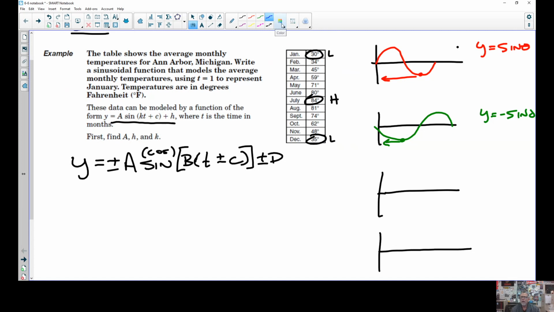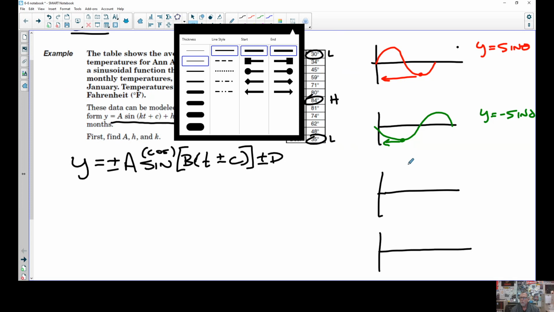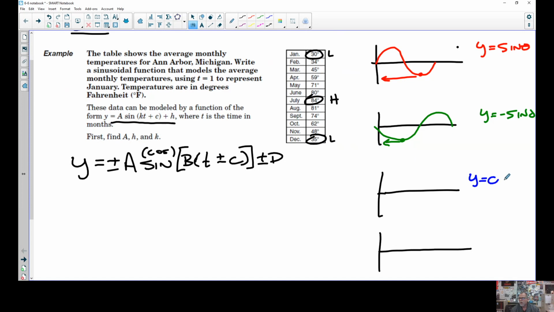To keep going, y equals cosine theta starts at a high, goes down to its low, and back up to its high, right? Now, almost. It starts high, but we're starting low.